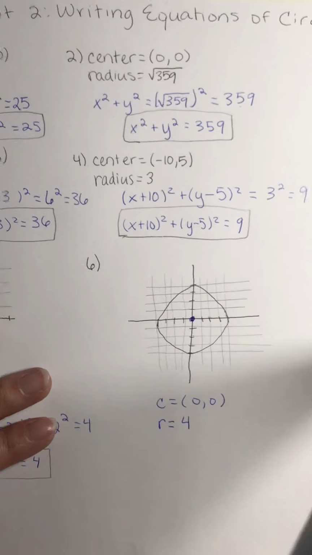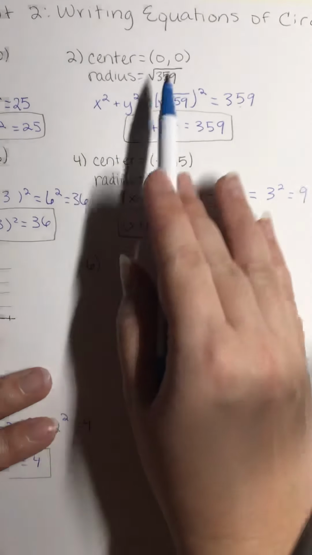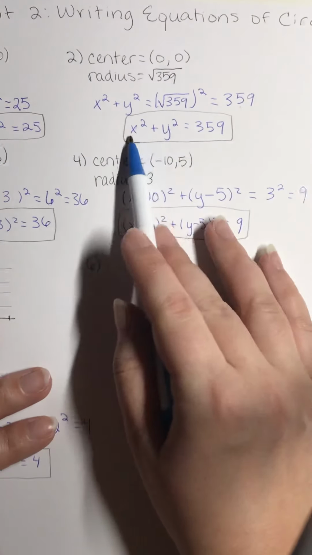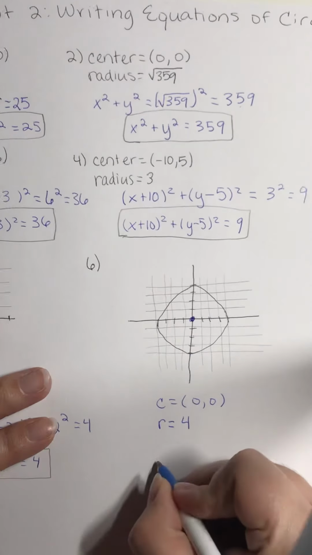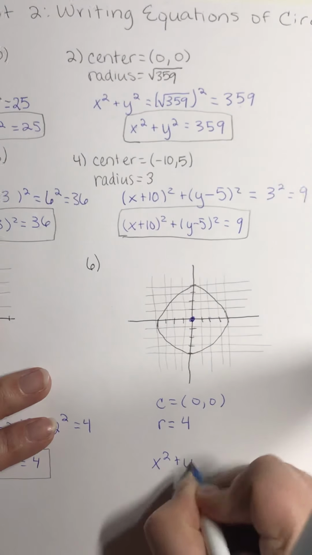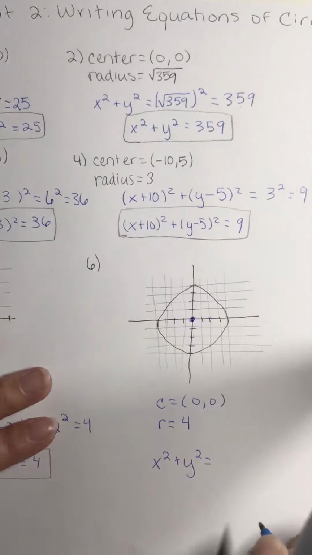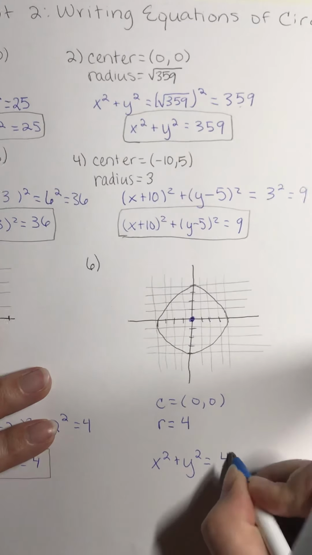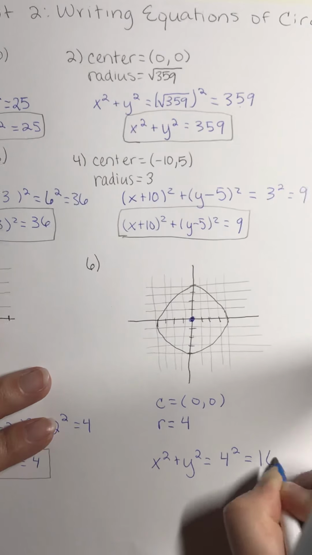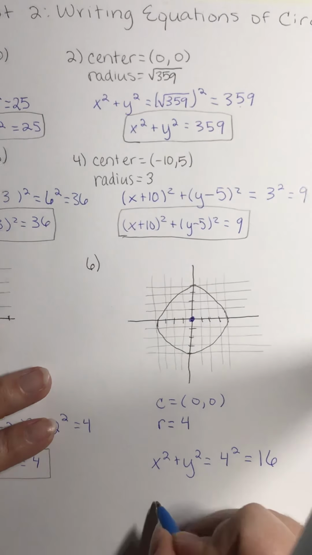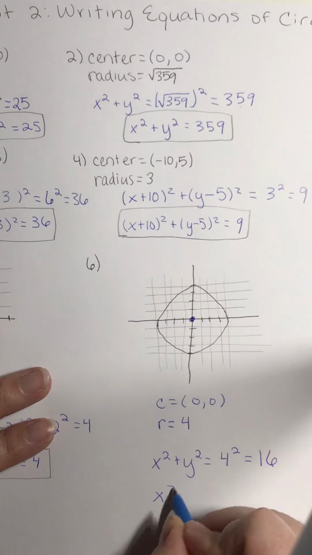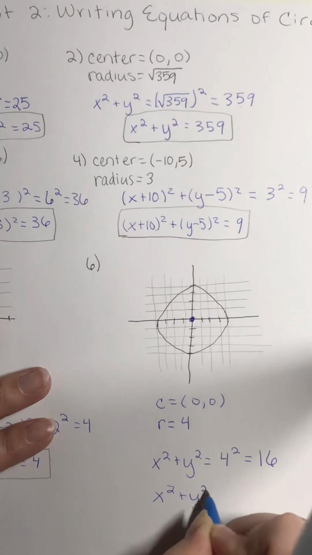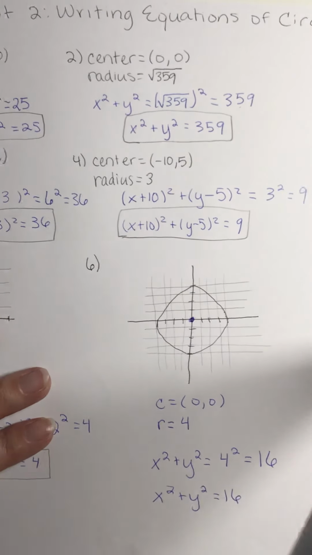When I write this equation, my center was 0, 0, so I don't have any numbers next to my x and y. I'm going to have x squared plus y squared equals r squared. If r is 4, 4 squared is 16. So simplify that down here: x squared plus y squared equals 16.